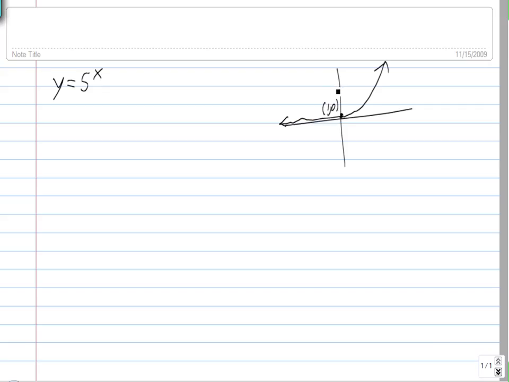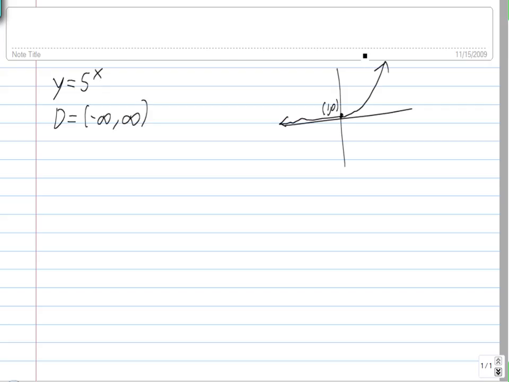So remember, domain is our x values. Since we can see that this keeps going to the left and keeps going to the right, that means our domain is all real numbers from negative infinity all the way to positive infinity.